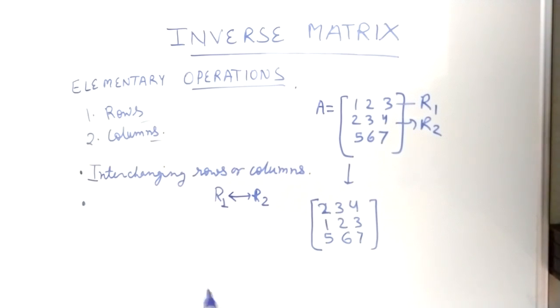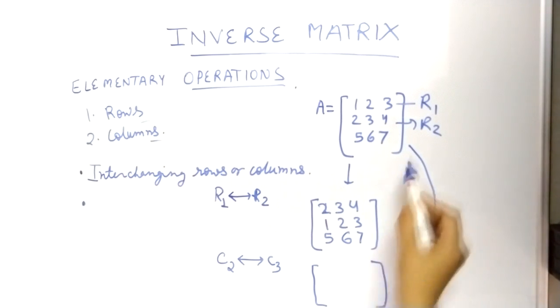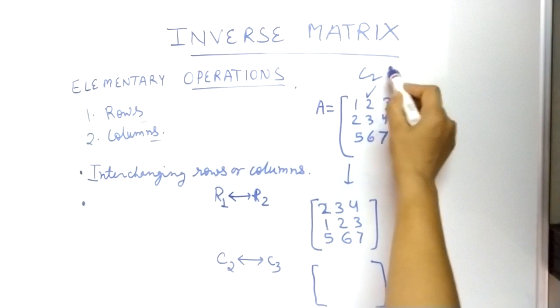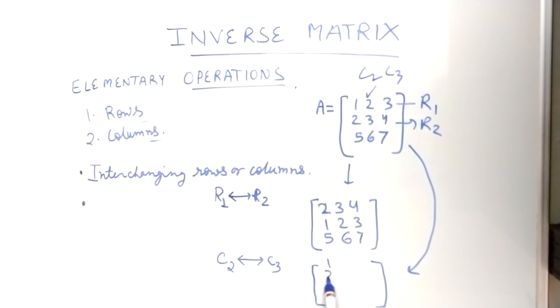The same way in the above matrix, if I interchange column C2 with C3, this matrix will reduce to the following. This is your C2 and this is your C3. So in the place of C2 I will write C3, and in the place of C3 I will write C2. After interchanging you will get this matrix.